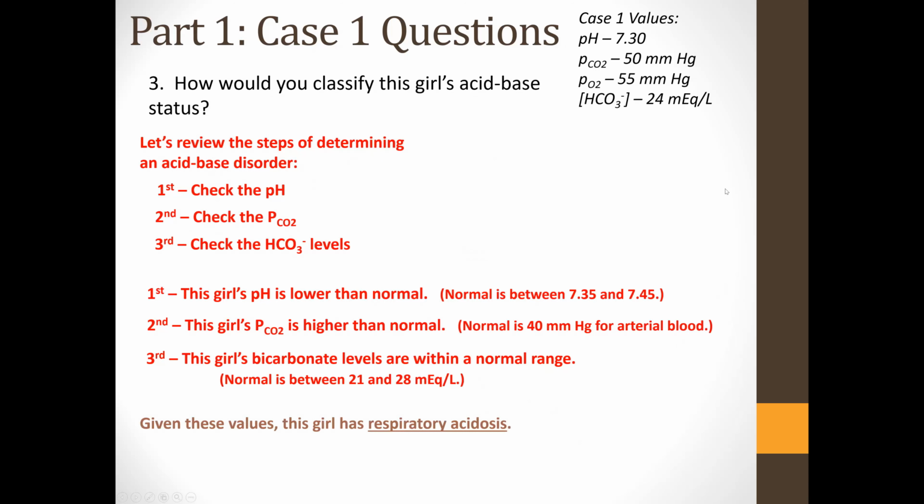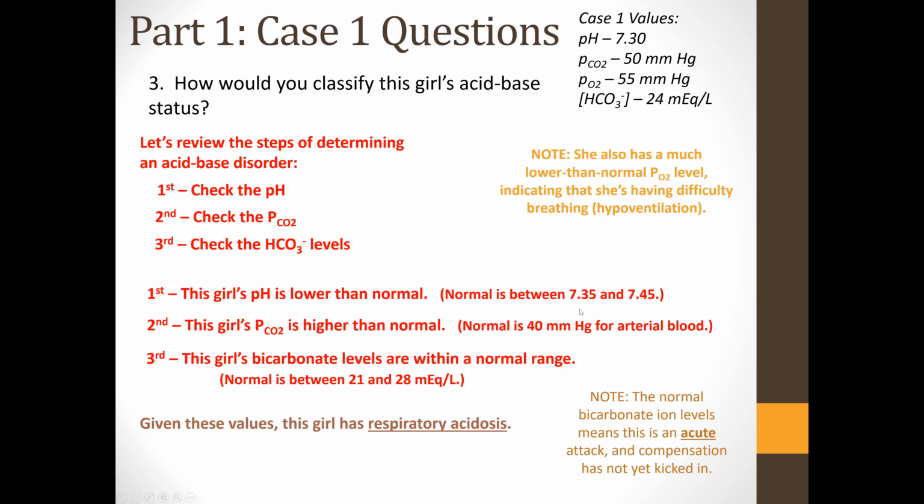So given these values, especially the low pH with the high carbon dioxide, this girl has respiratory acidosis. Note that she also has a much lower than normal oxygen level. It should be 95 to 100 and it's only 55. That indicates that she's having difficulty breathing, which is called hypoventilation. Also note that the normal bicarbonate ion level is telling us that this is an acute attack of respiratory acidosis and compensation has not yet kicked in.